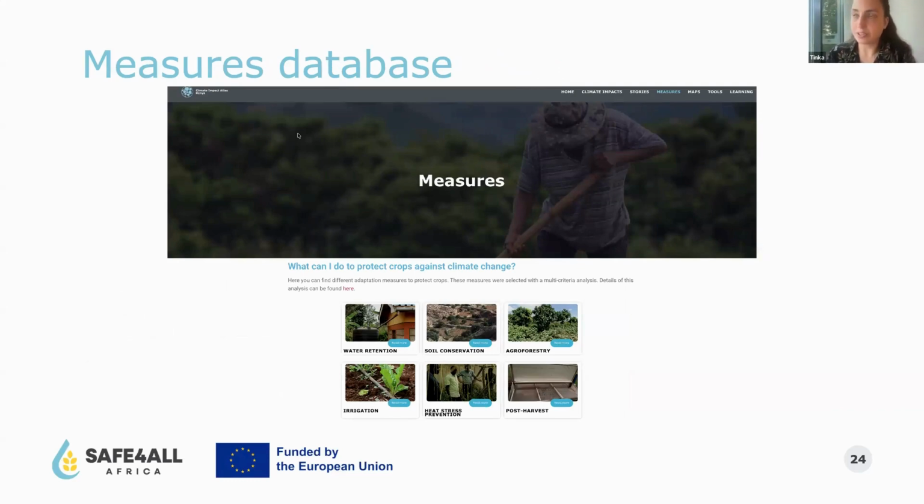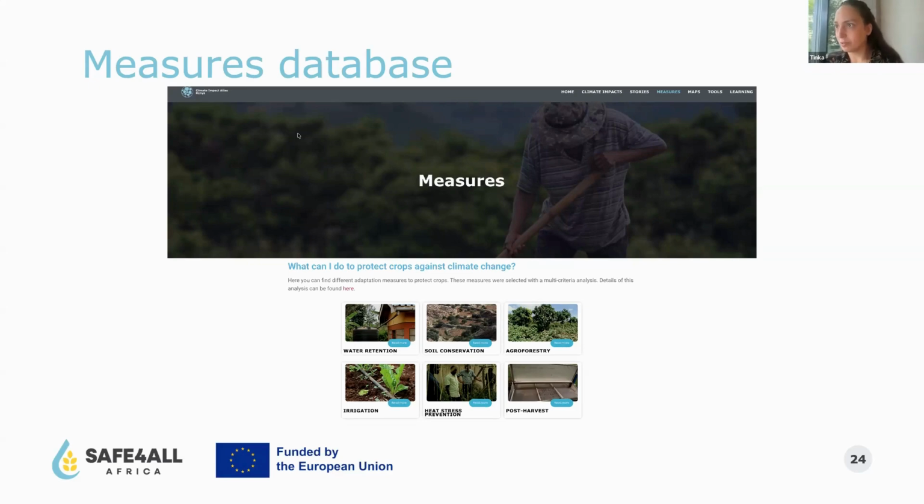And to bring all these kind of actions together, we were looking for a place that's already done, but we couldn't really find it. So within this project, within the SAFE4ALL Africa project, we're also starting a measured database to try to gather these actions. It's still very much under development, but we will share the link in the chat. And if you have any ideas or suggestions, you can contact us.